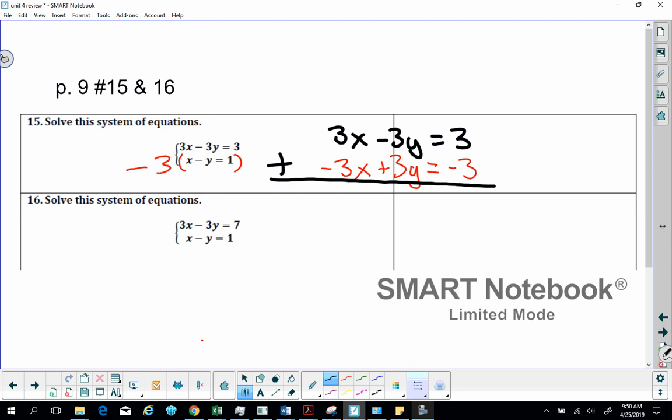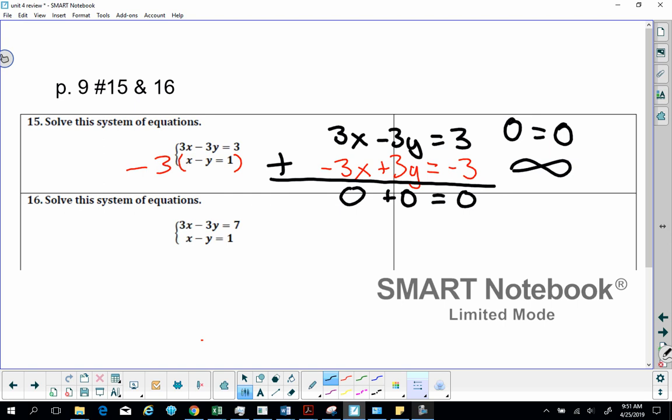If you have $3 and then I take away $3, how many dollars do you have? 0. And then what about -3y plus 3y? What's 3 minus 3? So we got 0 equals 0. Infinite solution. Remember, when we get 0 equals 0, it sort of looks a little bit like an infinity. Not exactly, but a little bit.